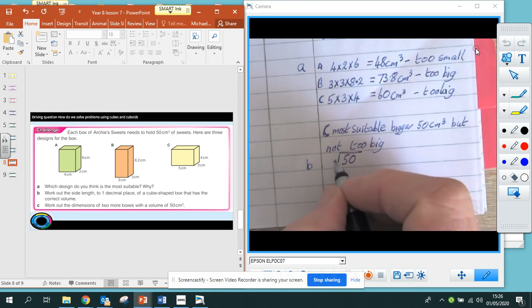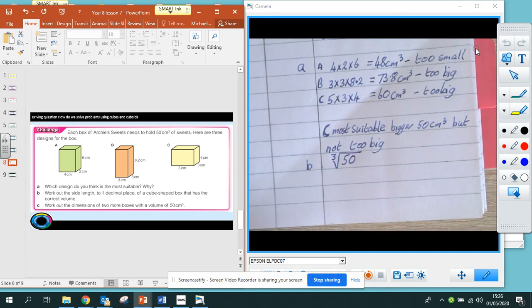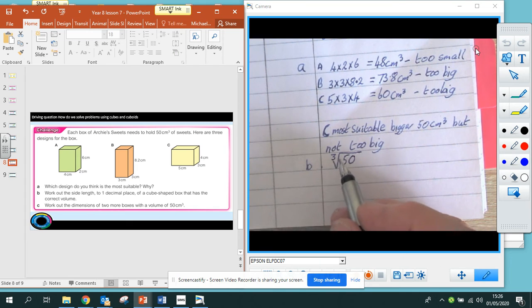But to differentiate, I write a small 3 here. In the same way as when we're doing cubic centimeters, we write a small 3 after centimeters. When we're finding cube roots, we write a small 3 near the root sign. So what I'm trying to find now is the cube root of 50.